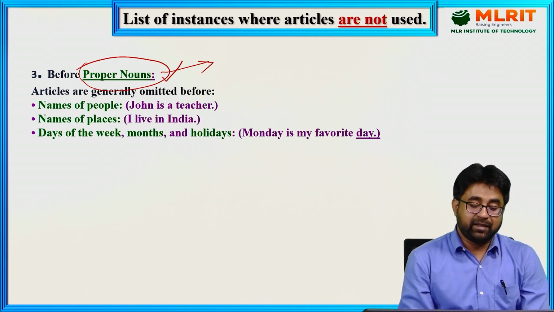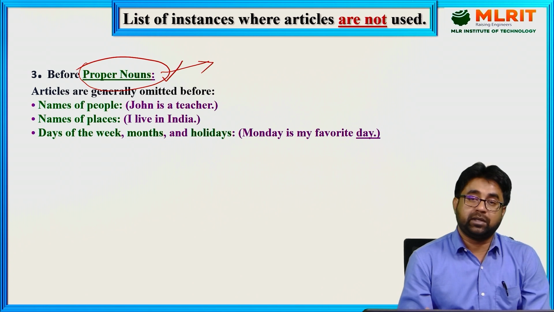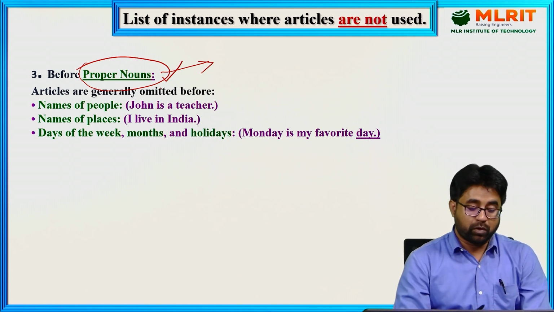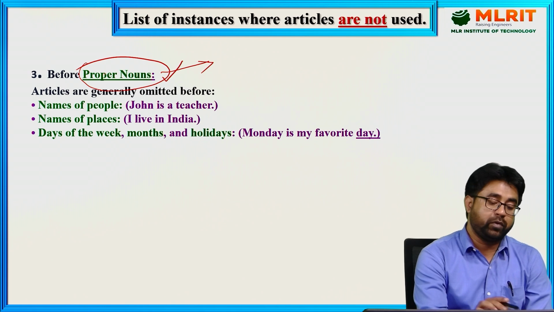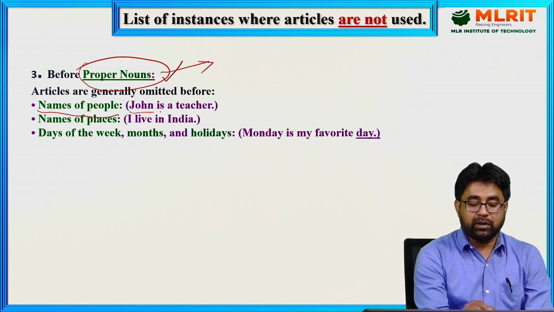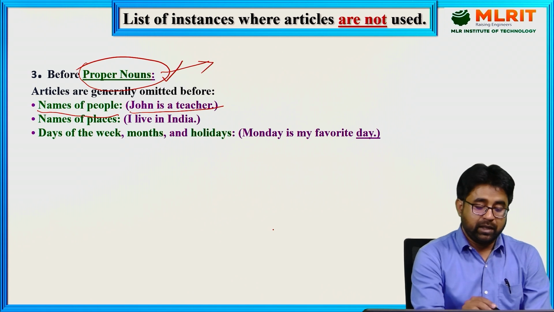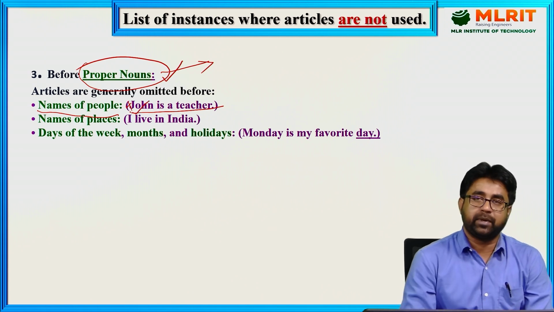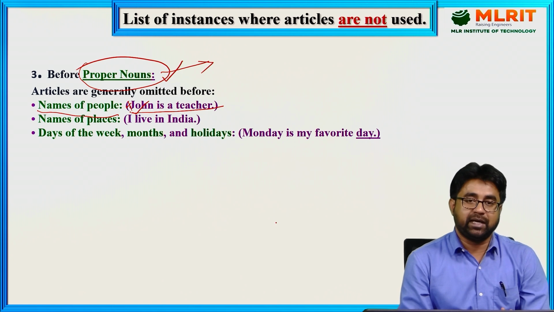Please understand there might be some exceptions in specific contexts, that will depend on the context, but in a general sense, we are not supposed to use any article. We normally do not use any article before a proper noun. See the example here: names of people. John is a teacher, for example. Here, I am not saying the John is a teacher. John is a teacher because John is a proper noun. We are not supposed to use any article.